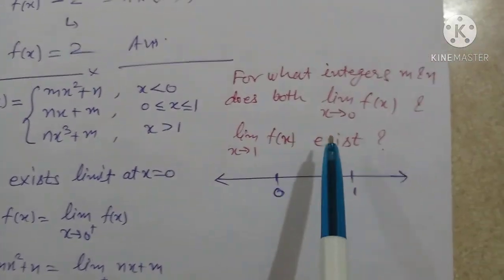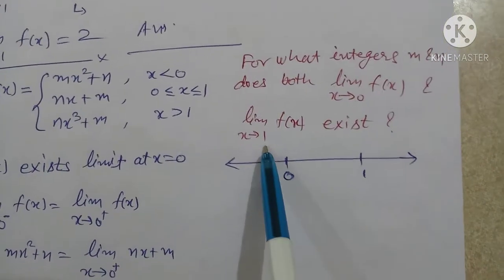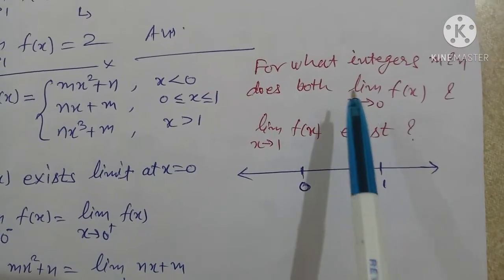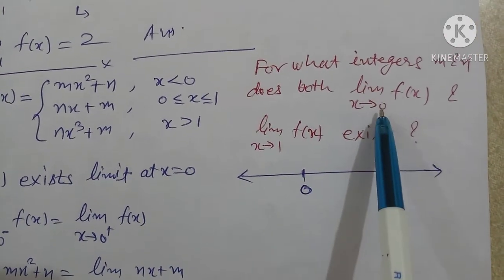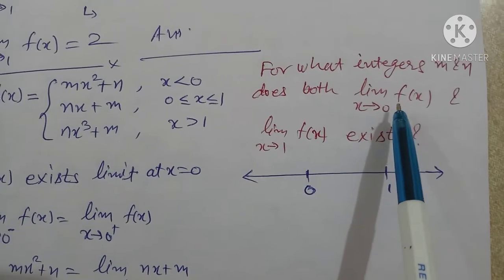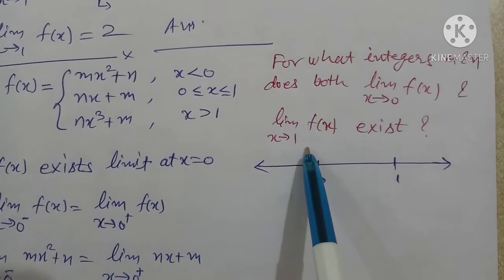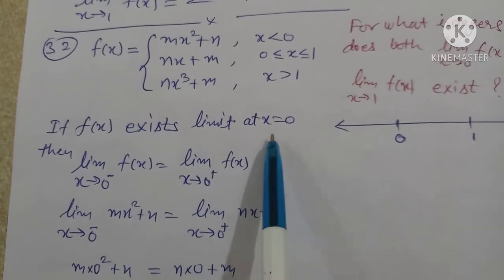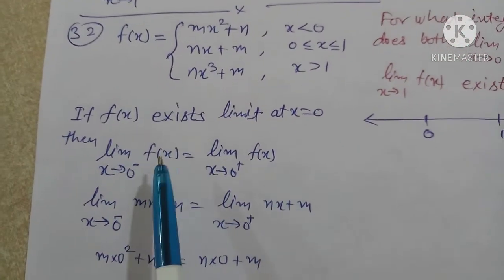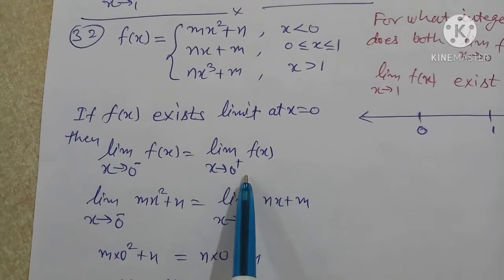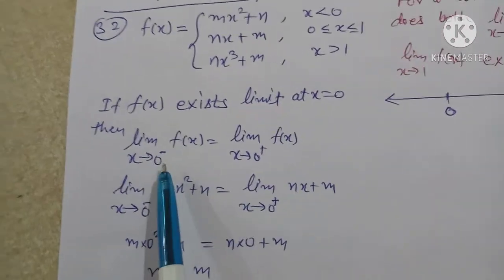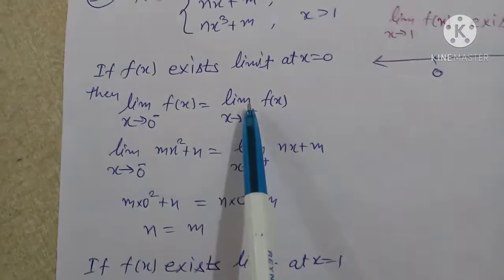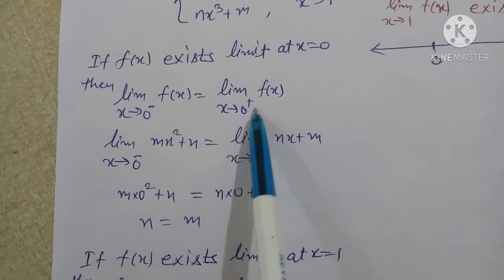And we have to find the limit at x equal to 0 and at x equal to 1 also. Oh sorry, we have to find the values of integers m and n for which the limit exists at 0 and 1. So since the limit of f(x) exists at x equal to 0, it means the left hand limit is equal to the right hand limit. That is, the limit as x tends to 0 minus of f(x) should be equal to the right hand limit, the limit as x tends to 0 plus of f(x).